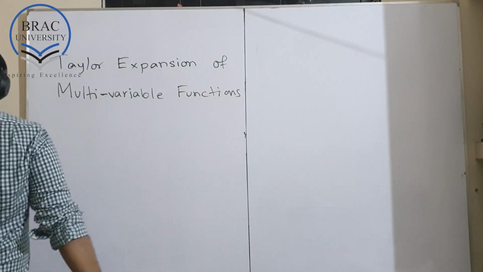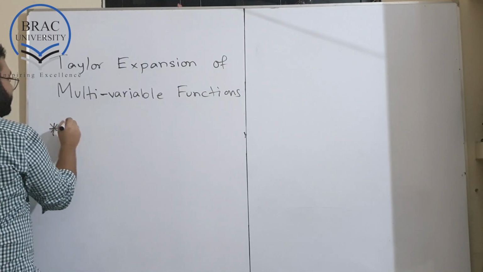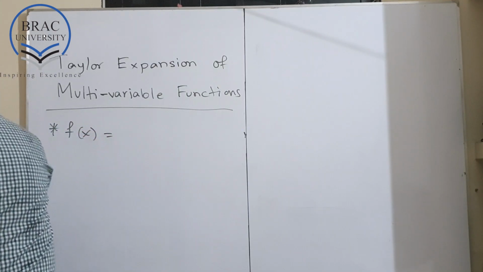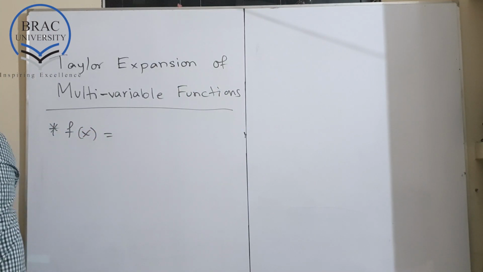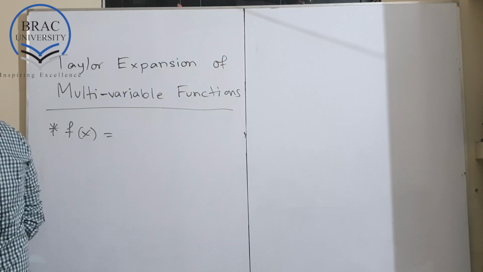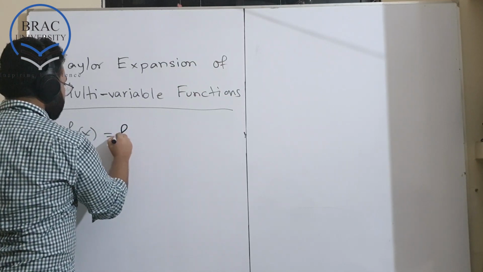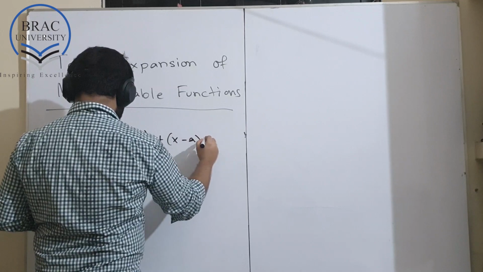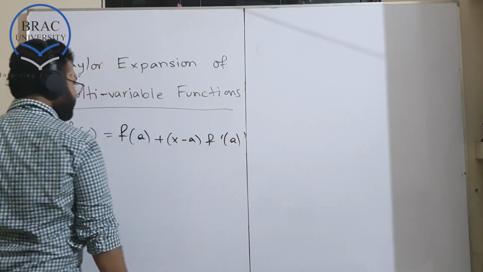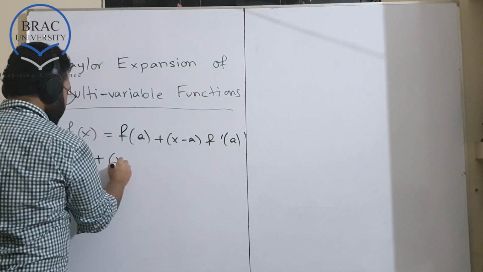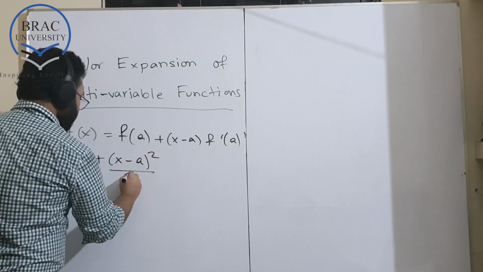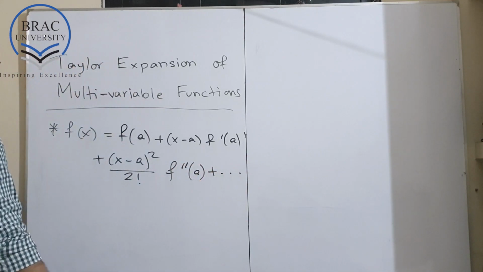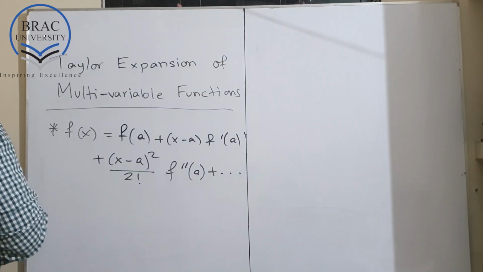So, the Taylor expansion for a single variable was something like this: x minus a f prime of a plus x minus a squared over 2 factorial f double prime of a, and so on. This was the single variable case.